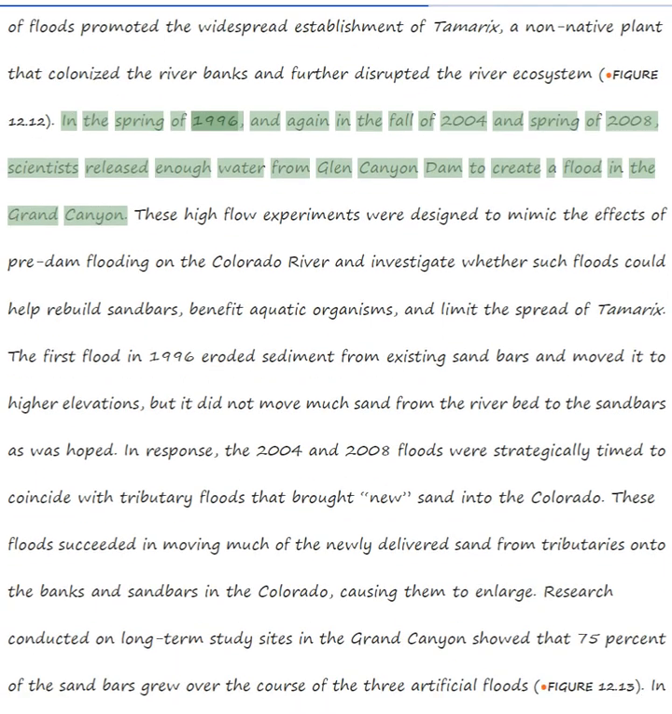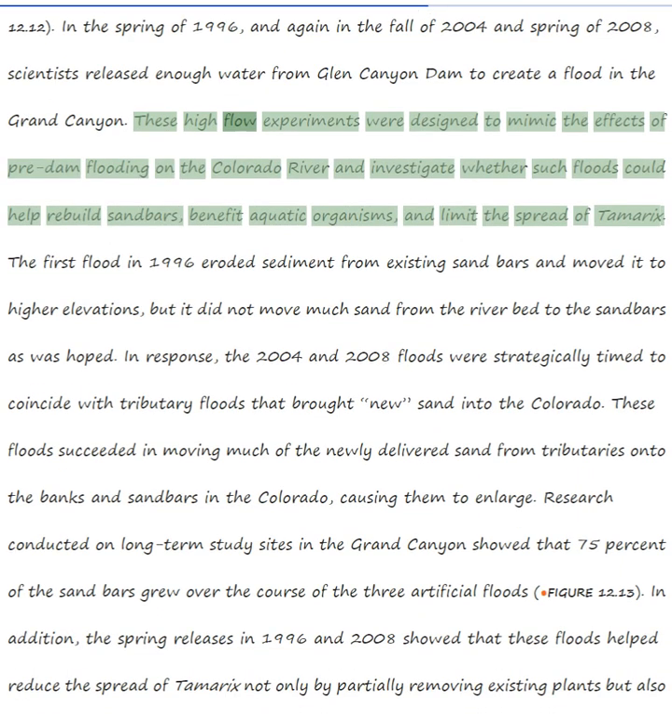In the spring of 1996, and again in the fall of 2004 and spring of 2008, scientists released enough water from Glen Canyon Dam to create a flood in the Grand Canyon. These high-flow experiments were designed to mimic the effects of pre-dam flooding on the Colorado River and investigate whether such floods could help rebuild sandbars, benefit aquatic organisms, and limit the spread of tamarix.